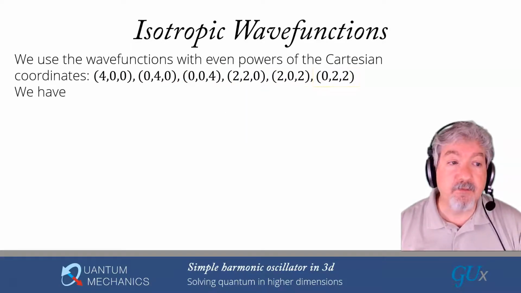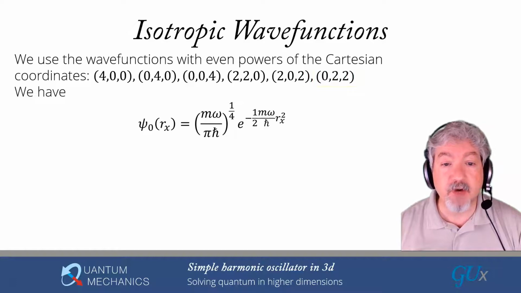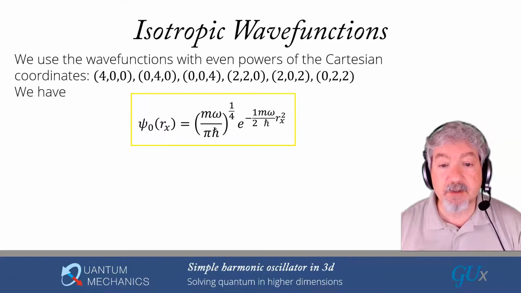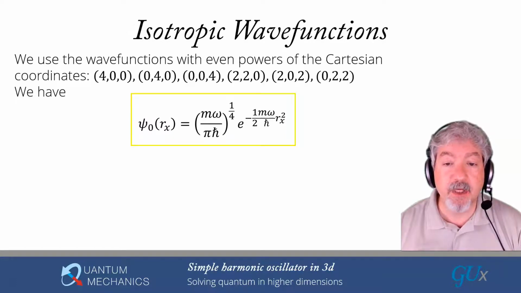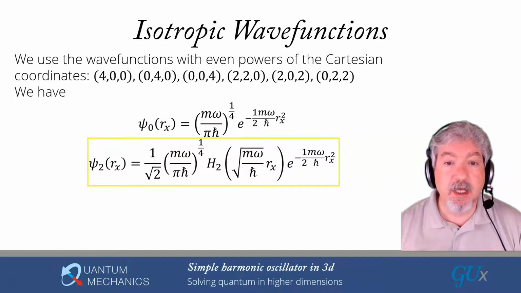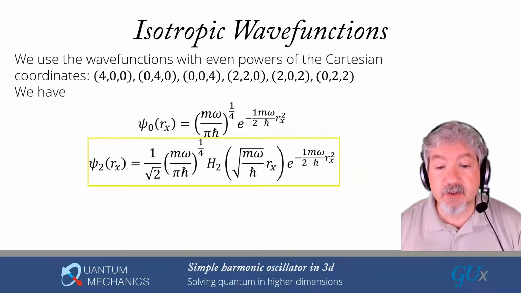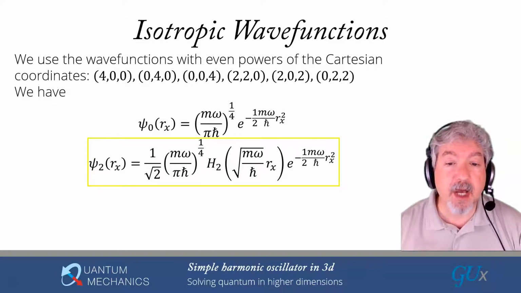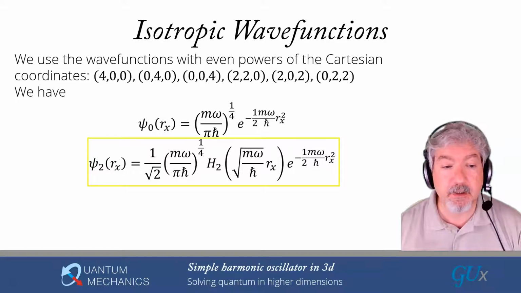Now, remember how we form those wave functions. The ground state, which is the case where there's a 0, just has the normalization factor times e to the minus 1/2 m omega over h bar rx squared. A psi 2 has that same factor and the same Gaussian term, but it also has a 1 over square root of 2. Remember, there's a 1 over square root of n factorial for psi n. And it has this Hermite polynomial of the square root of m omega over h bar rx.